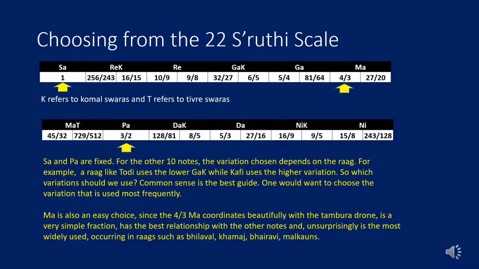Ma is also an easy choice, since the 4/3 ma coordinates beautifully with the tambura drone, is a very simple fraction, has the best relationship with the other notes, and unsurprisingly is the most widely used, occurring in ragas such as Bilawal, Kafi, Bhairavi, and Malkauns.